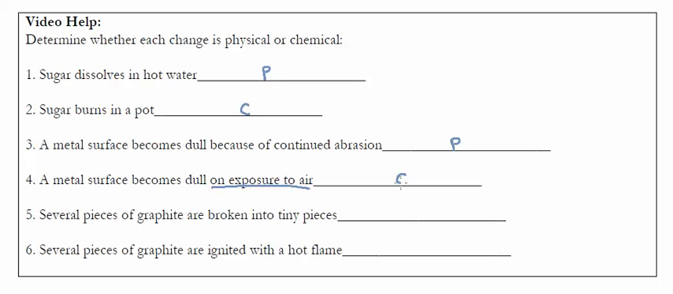to be chemical. If graphite's being broken into tiny pieces, you're not changing the identity of the graphite. It is still graphite, so this would be physical. And then finally, several pieces of graphite are ignited. If they are ignited, that is a chemical change that's occurring.